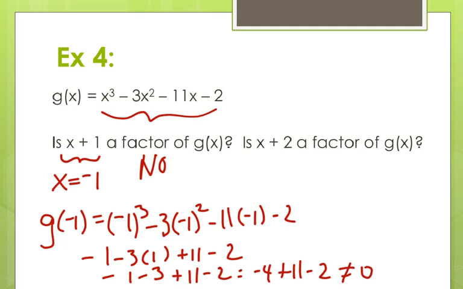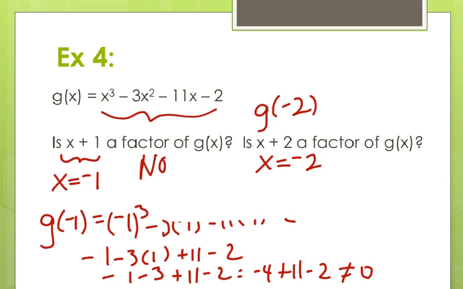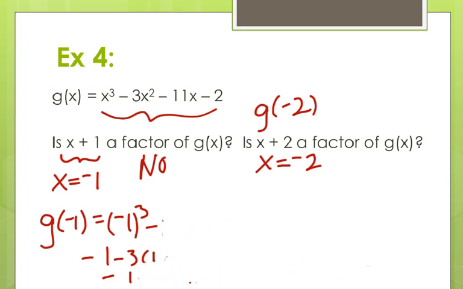Okay, so the next question is, is x plus 2 a factor? So that would mean that if it was, x equals -2 would give us 0 when we do g of -2. So let's go ahead and try that. So -2 to the third power minus 3 times -2 to the second power. I'm just substituting in here.